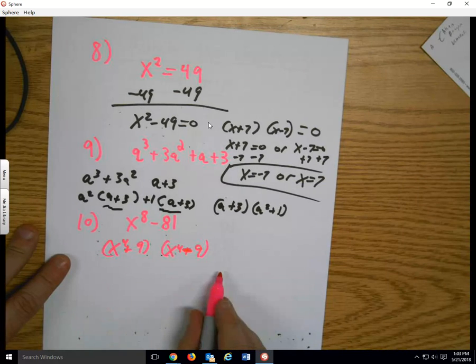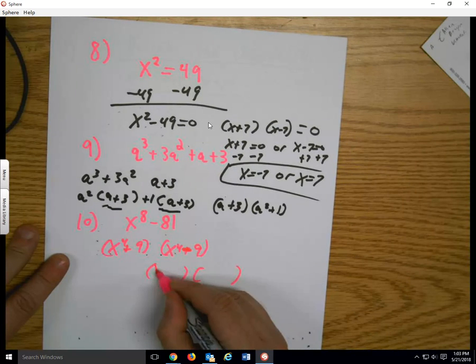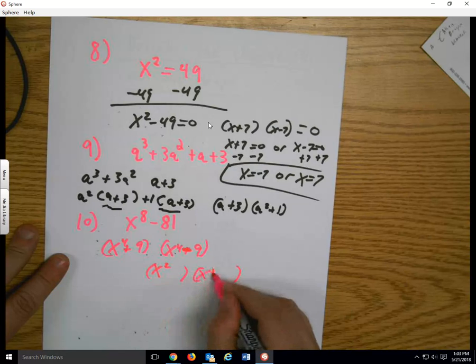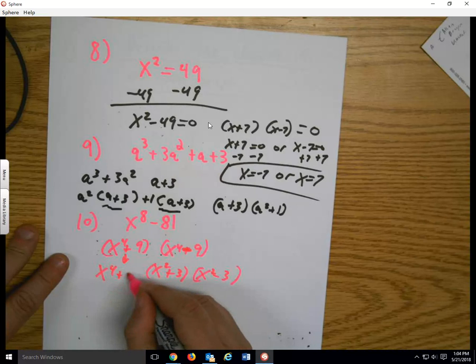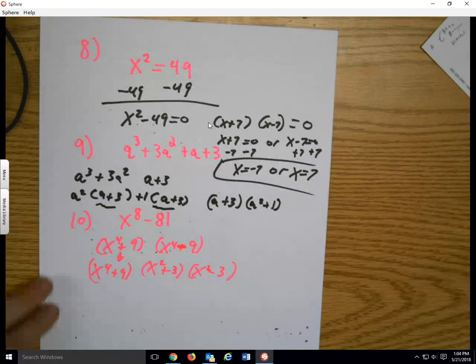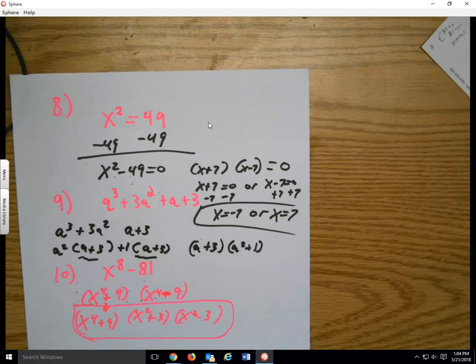Okay, looks good, but you can keep going because this is a square, this is a square, and there's a negative. So to get to x squared, it would be x and x, plus 3, minus 3. Bring down what you didn't use. So remember to see if you can keep going.